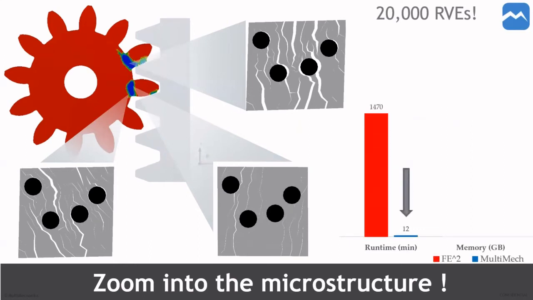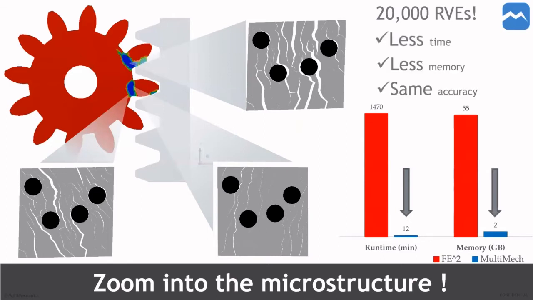Without these breakthroughs, MultiMech used to take 24 hours and 30 minutes and nearly 55 gigs of RAM memory. Now it only needs 12 minutes and 2 gigs of memory to run the simulation with the same exact level of accuracy. And that's running on a laptop with a single core.